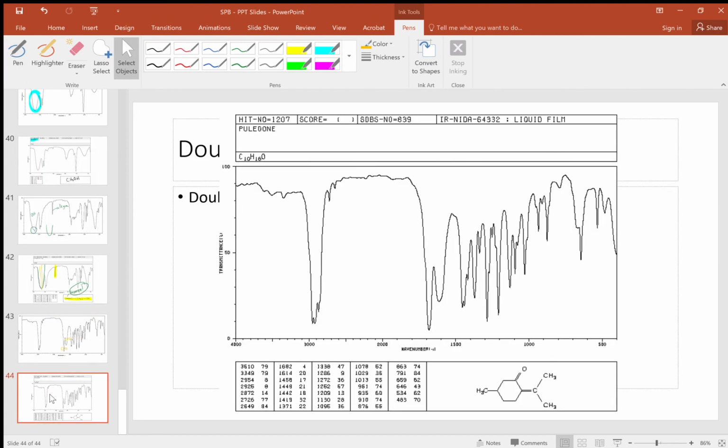So from here you've got some practice problems to work on that deal with identifying functional groups in infrared spectra. So go ahead and work on those, and we'll go over them next.